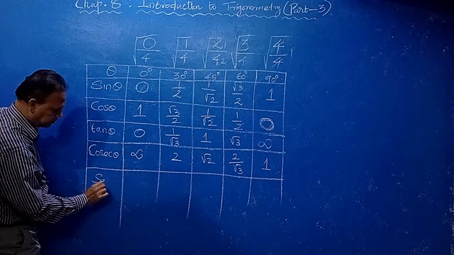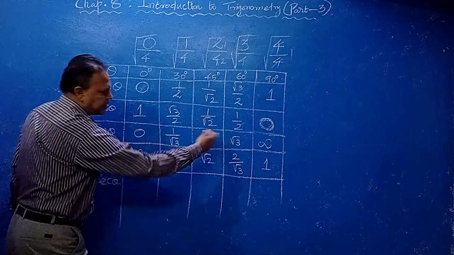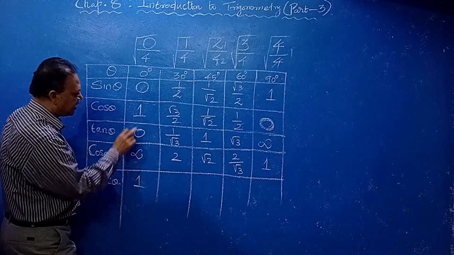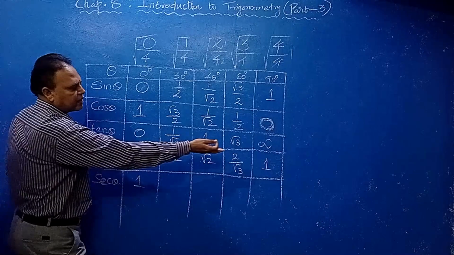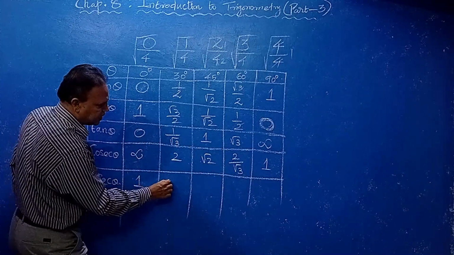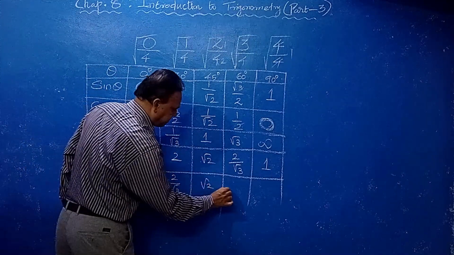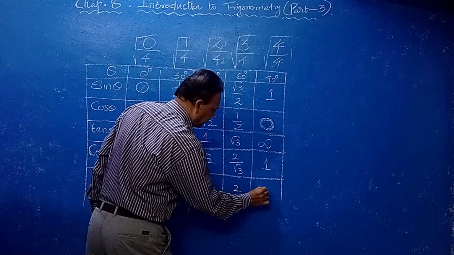Sec theta is just written reversely. Even you can take the reciprocal of cos, but already we have it, so just writing it reversely is better. Very fast you can write. Infinite.